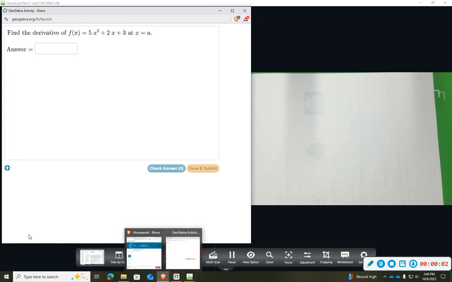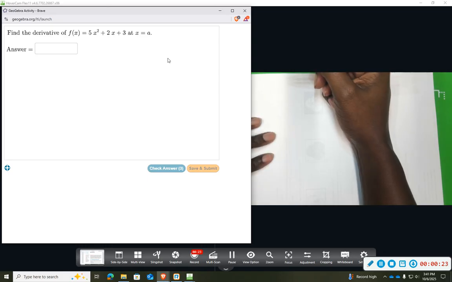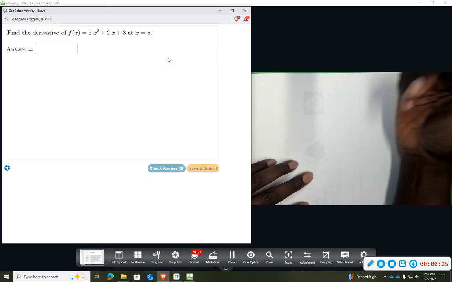All right, so our first problem is a GeoGebra problem. It wants us to find the derivative of f of x is equal to 5x squared plus 2x plus 3, and it says at x equals a. So the way I'm going to solve this one is just by using the difference quotient, and we're going to just plug in a for x.